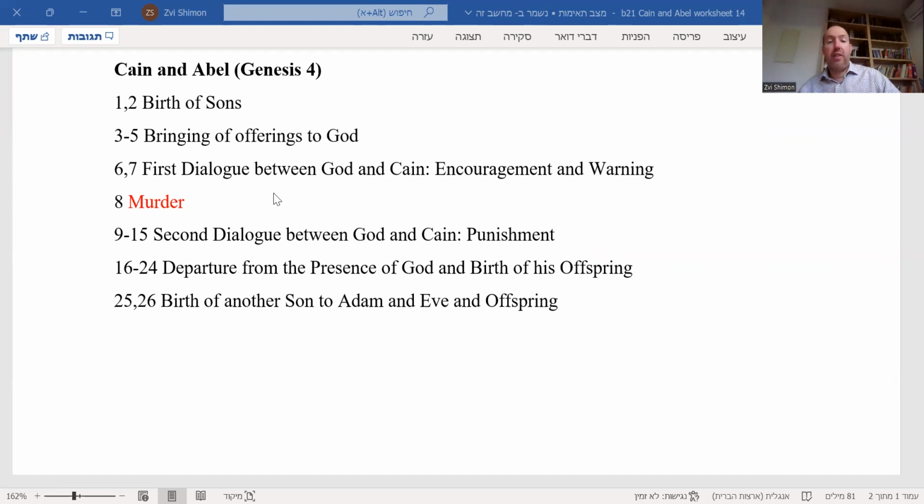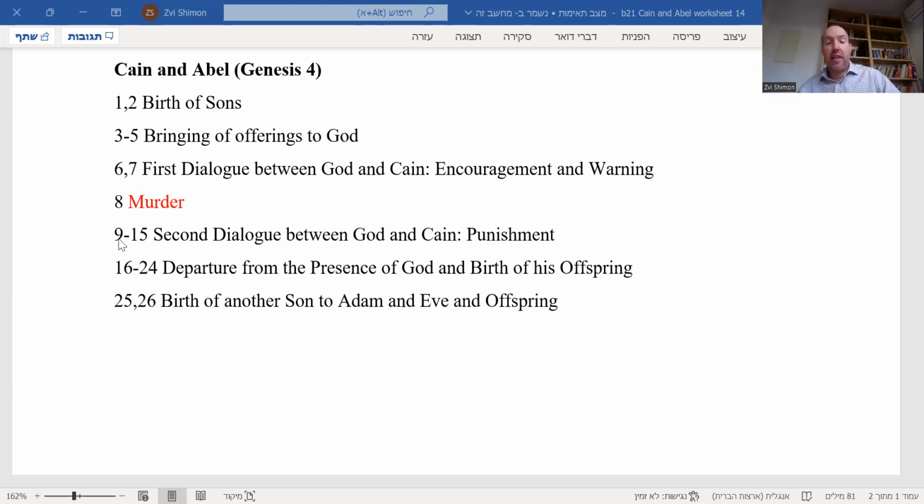Then we have a dialogue after Cain's offering is rejected, and only Abel's is accepted. So we have a dialogue between God and Cain, where basically God encourages and also warns Cain to not fall into depression, but keep on trying. Then we get to the heart of the story, verse 8, which describes the murder of Abel by Cain.